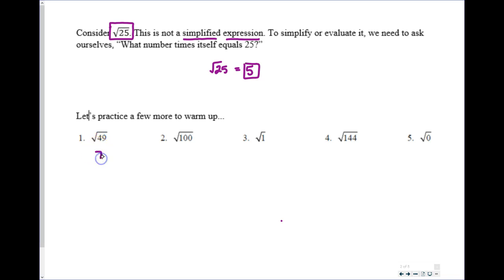The square root of 49 is 7. The square root of 100 is 10. Keep in mind that it's 7 because 7 times 7 equals 49, and it's 10 because 10 times 10 equals 100. The square root of 1 is 1 because 1 times 1 is 1. The square root of 144 is 12 because 12 times 12 is 144. And although the square root of 0 looks strange, it is 0 because 0 times itself is 0. So these are some basic radicals you have seen a lot.